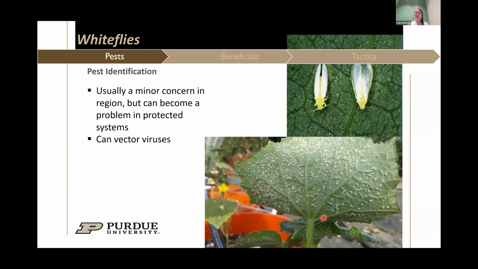And if they do, it's much later in the season. So we oftentimes don't have the diseases associated with whiteflies. But it's important to know or recognize what they look like. Sometimes they are mistaken for aphids.